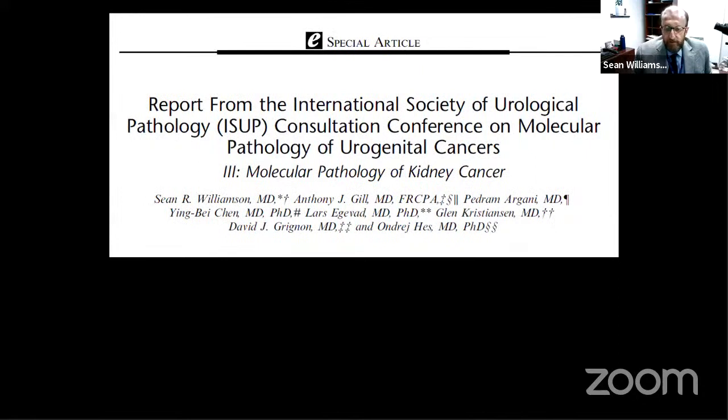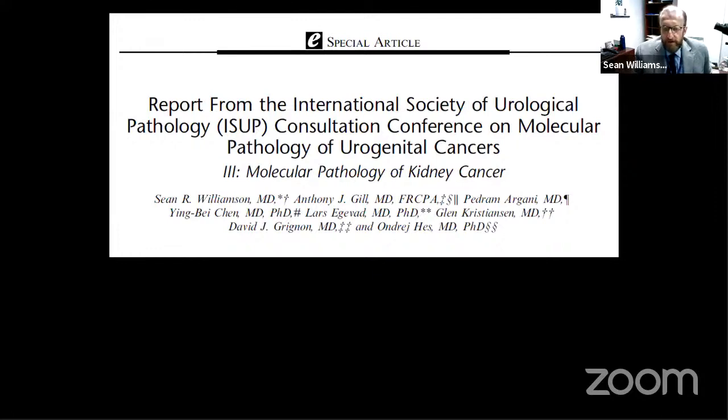If you look at the ISUP molecular consensus papers that were recently published, I had the opportunity of being the first author of the kidney cancer section. In that paper, we commented on a few entities that we thought were recognizable as new emerging entities that would be well suited to be considered distinct entities in future classification schemes. I'll highlight some of those.